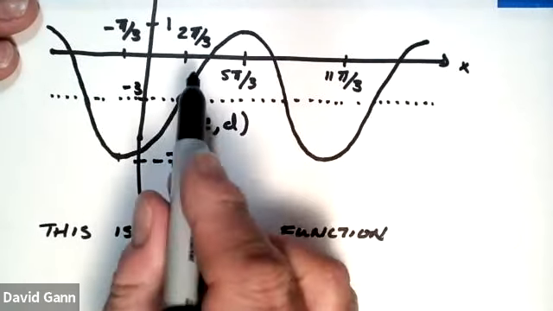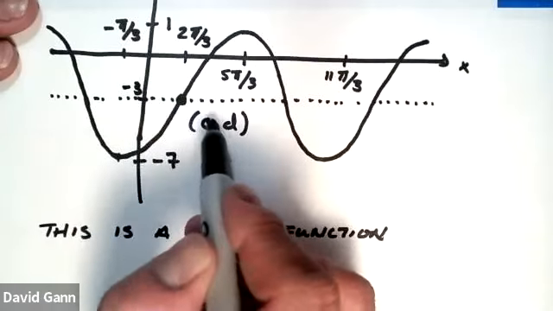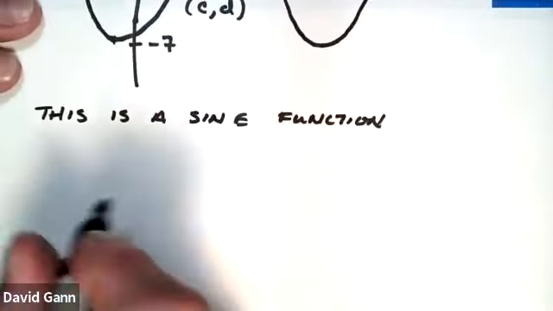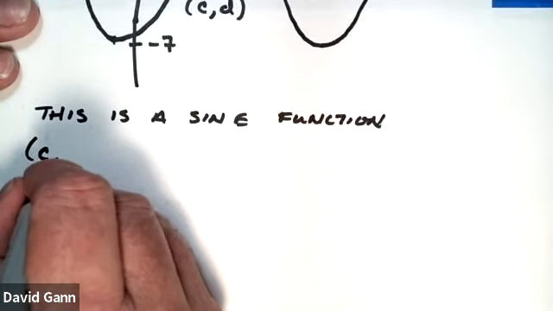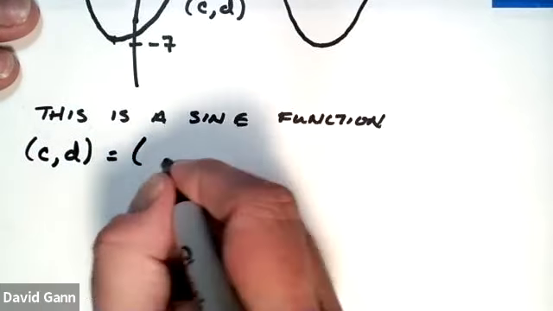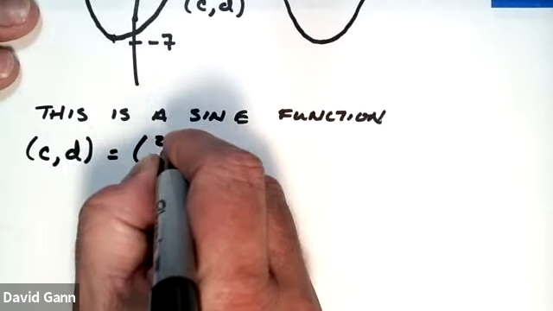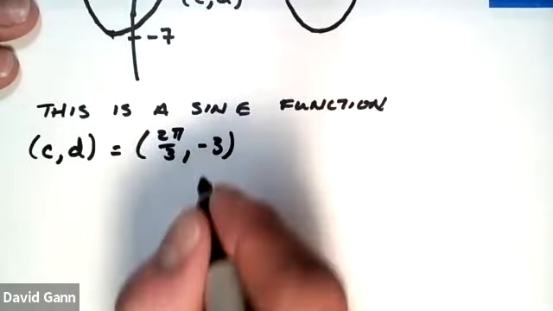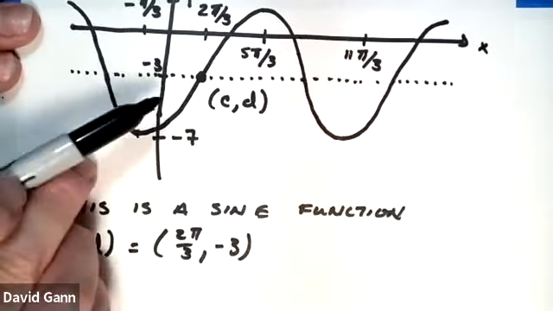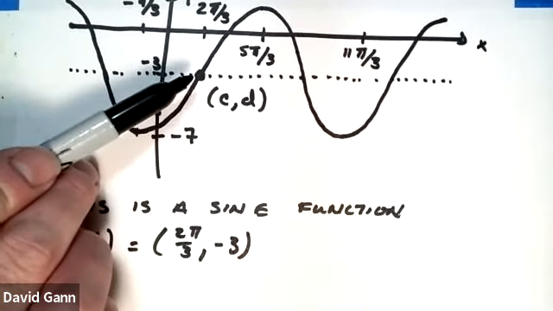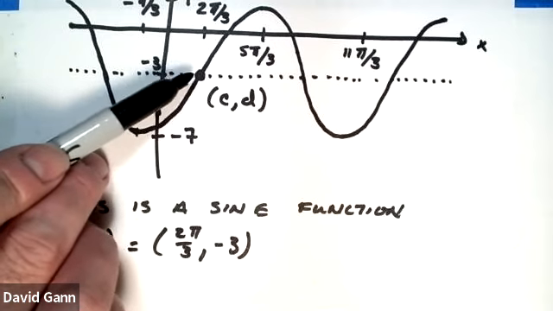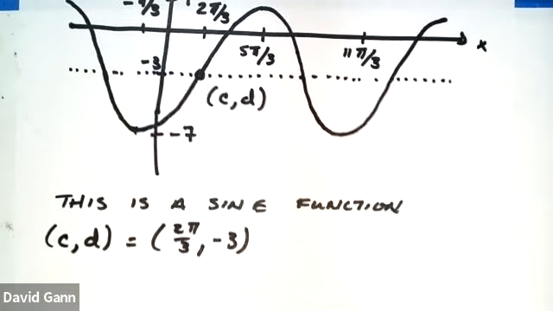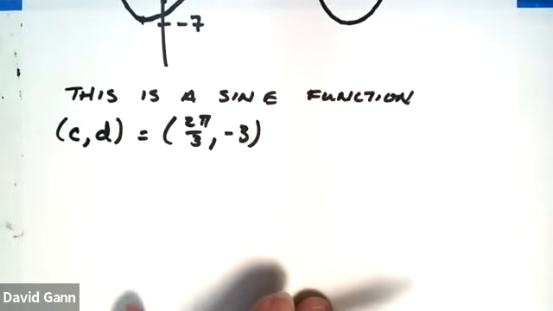So our C value is 2 pi over 3. Our D value is -3. And I'm just going to go ahead and write that down right here, just like this. C, D equal to 2 pi over 3, comma, -3. Okay, now we arrived at that simply by figuring out where the standard origin of the sine function is located.